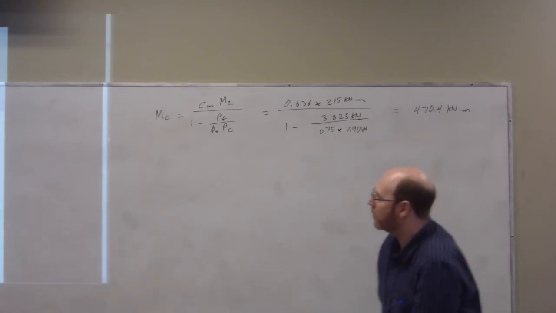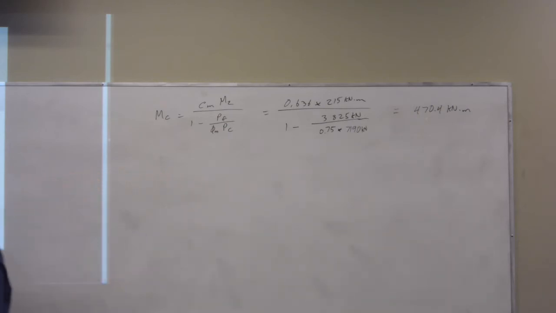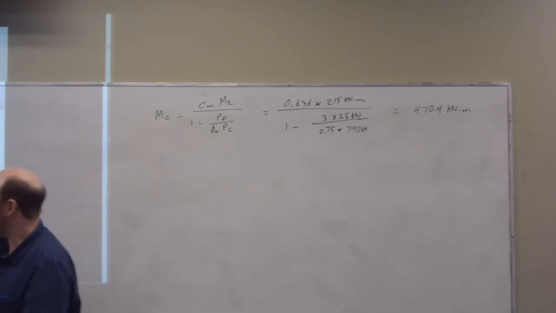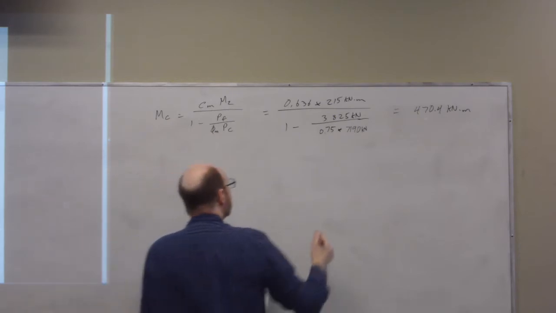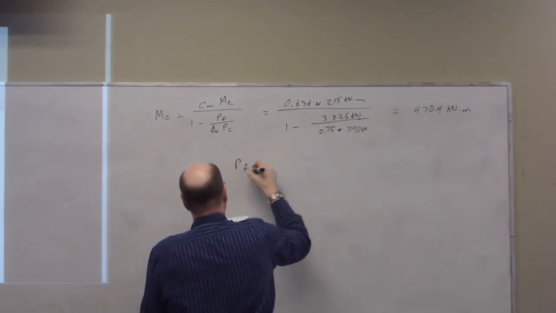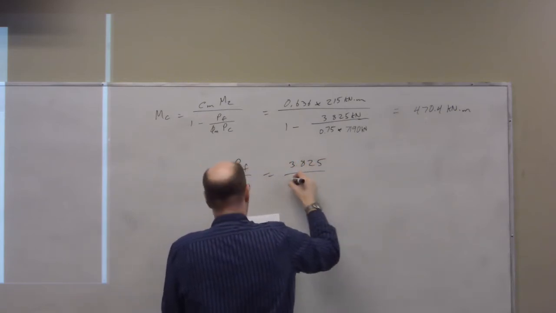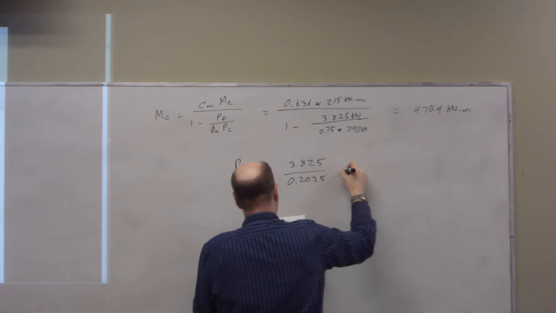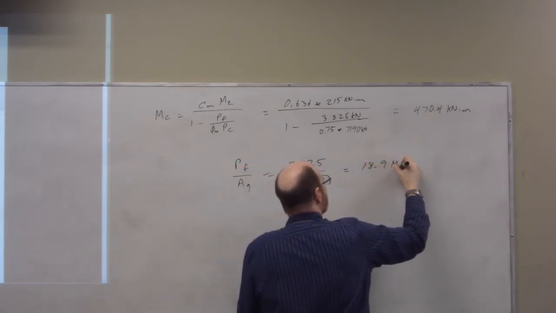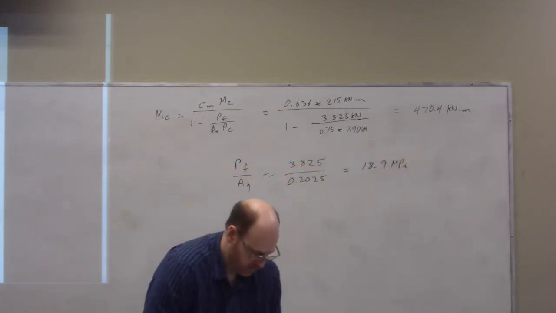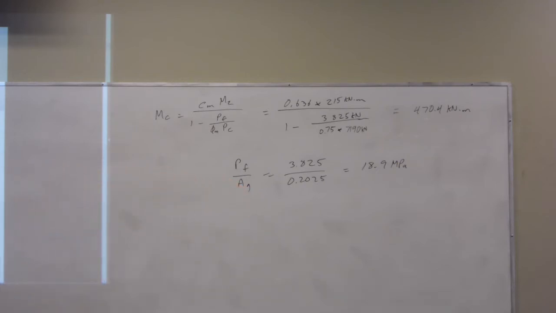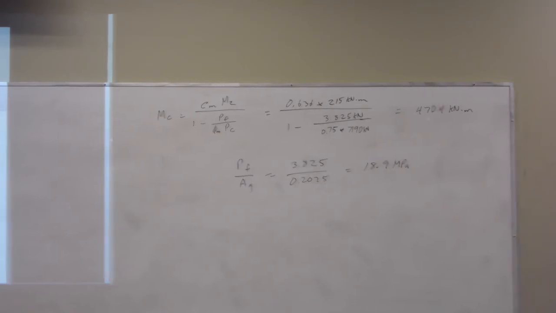Now we're going to calculate the two criteria that we're going to plot against here. So our Pf over AgH and now our Mc over AgH here. So our Pf over Ag, 3.825 divided by 0.2025, 18.9 MPa. So we're going to start by putting in that line. So that's about 19 MPa, so that kicks in about right here.